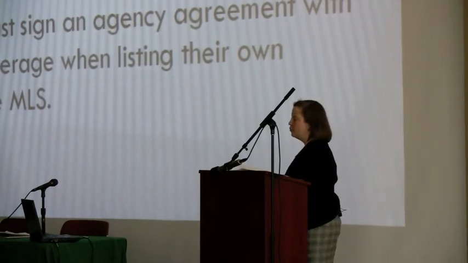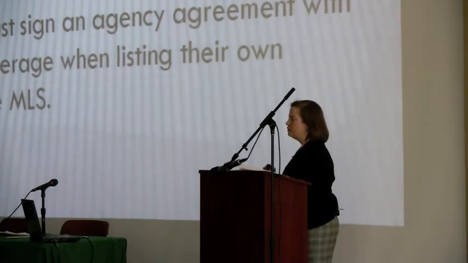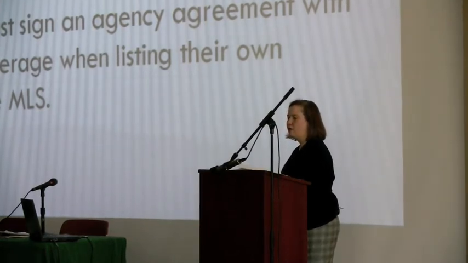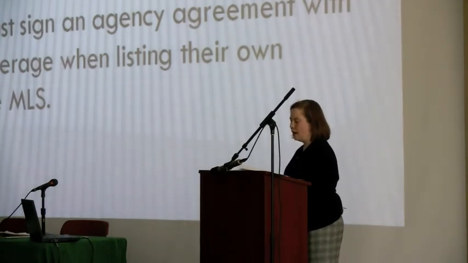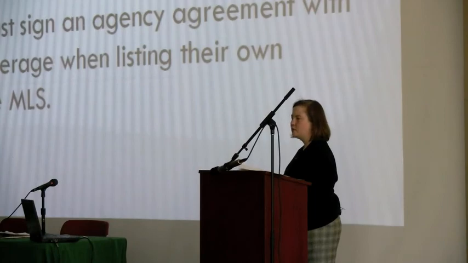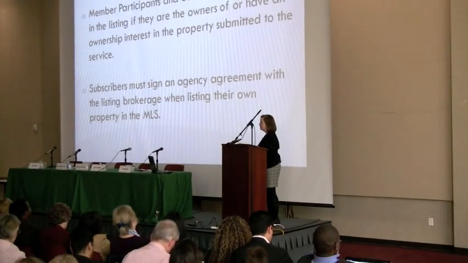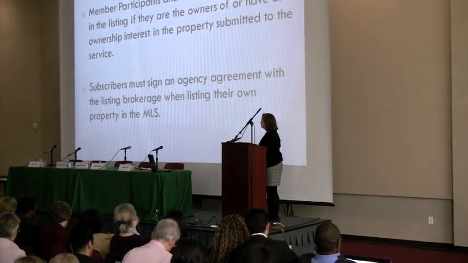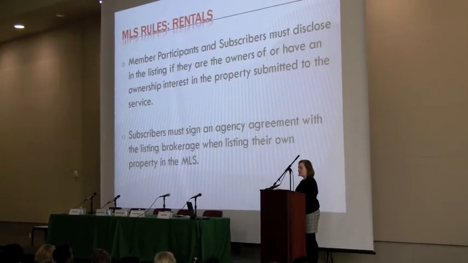The other property categories for Tempo have a field called agent owner equals yes, no. So if you are the listing agent and you also happen to own the property, you would choose yes in that field. The rentals category doesn't have that field for some reason. So in order to satisfy this requirement, you would have to put a statement in the agent remarks that indicates that the agent is also the owner of the property that's being offered for rent.